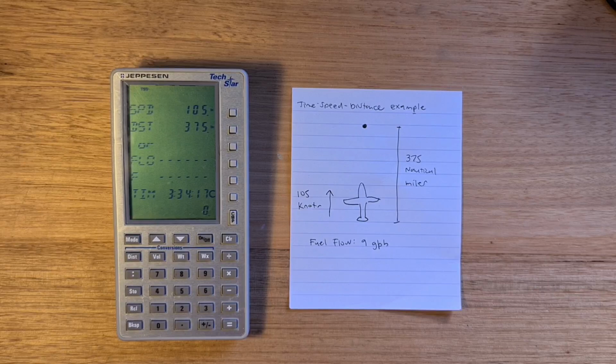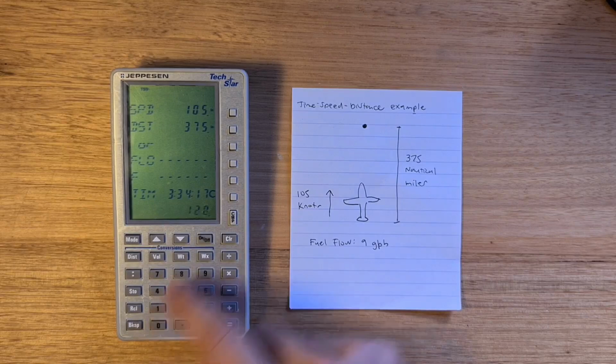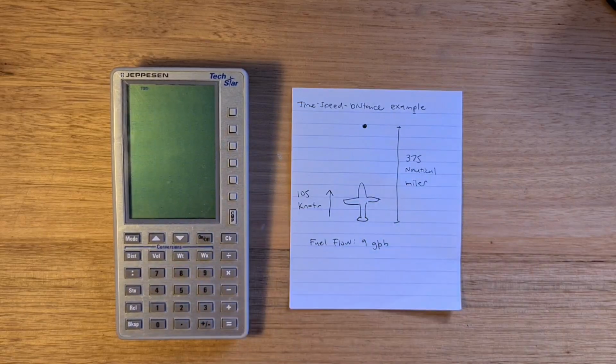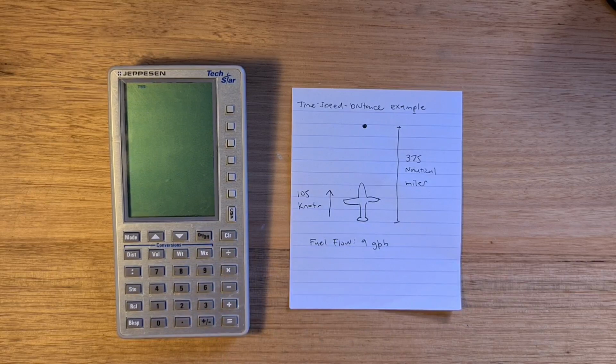And to solve another problem, you don't need to go through the same flow again. You can just update the input values. So if the plane flew at 120 knots, we could update our speed and then hit compute. You can also hit the compute key again to enter into extended compute screen where any variable can be solved for.